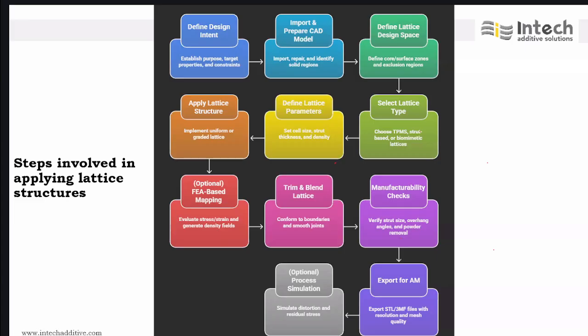So first we need to define the design intent. It's like establishing the purpose, the target properties that are required, and the constraints. You need to ask questions like strength, thermal, weight, biocompatibility, what is the volume limit, what is the cost target, and so on.